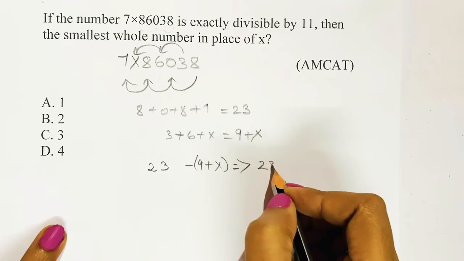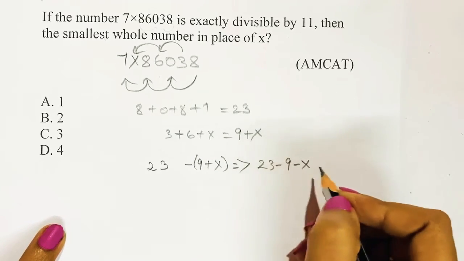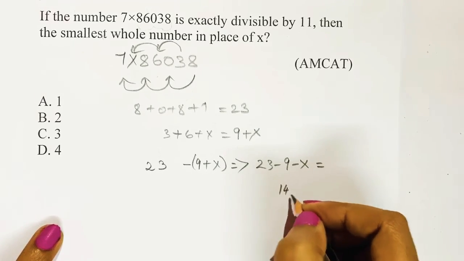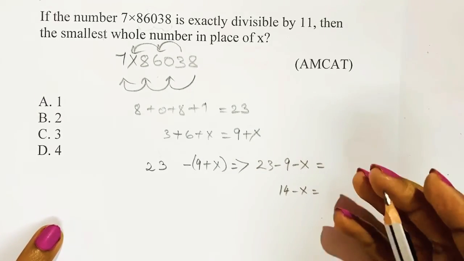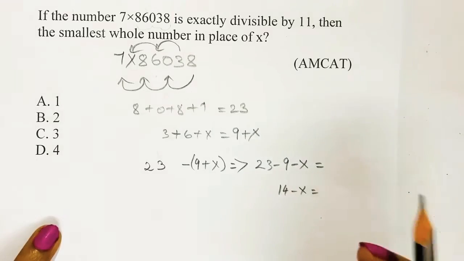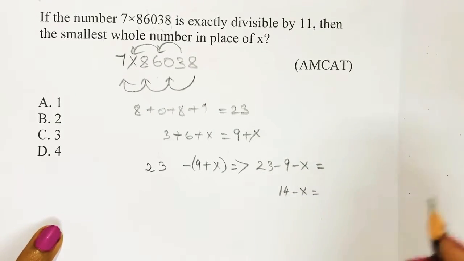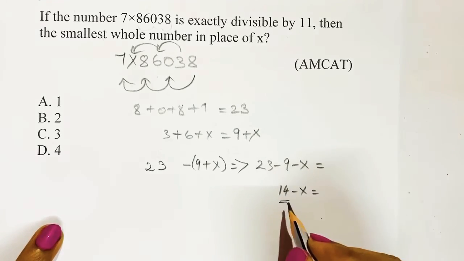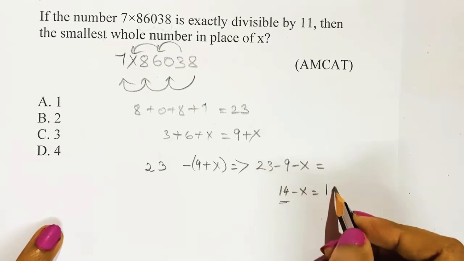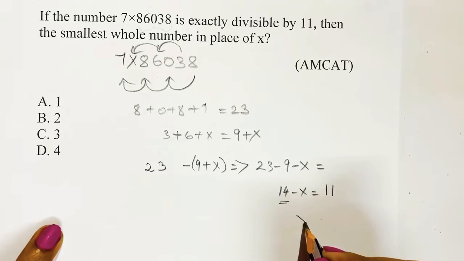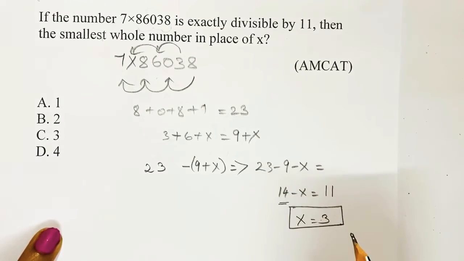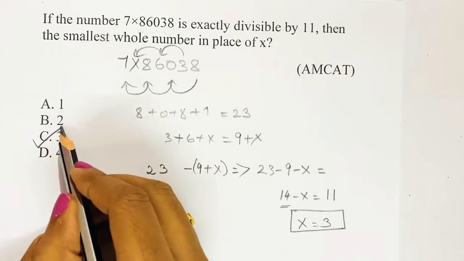Here 23 minus 9 minus x will be 0 or any multiple of 11. So 14 minus x will be 0 or any multiple of 11. The nearest multiple of 11 to 14 is 11. So let's assume 14 minus x to be 11. So the value of x will be 3. So the answer is option C, 3.